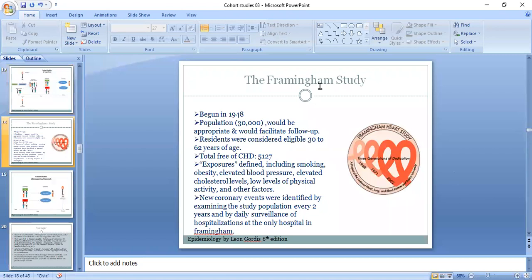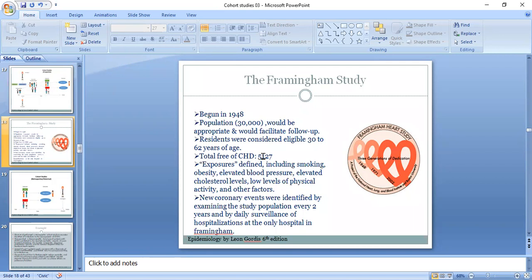Let us take a familiar example of the cohort study, that is the Framingham study that began in 1948. The population of Framingham was 30,000, and it would be appropriate and would facilitate follow-up. The residents were considered eligible if their age was between 30 and 62 years, because it was assumed that above the age of 62 years, coronary heart disease had developed, and before 30 years, there are fewer chances of having the risk factors for coronary heart disease.